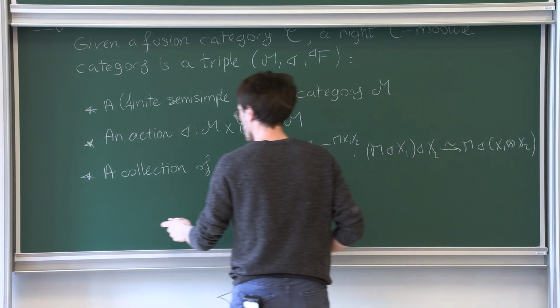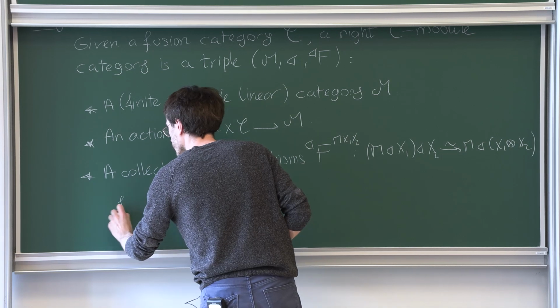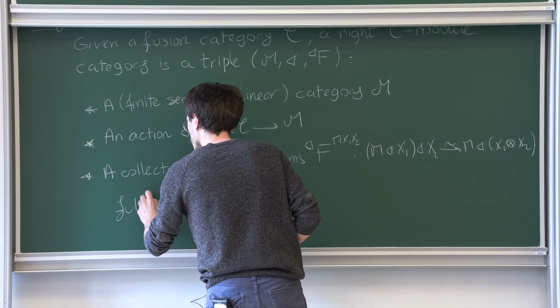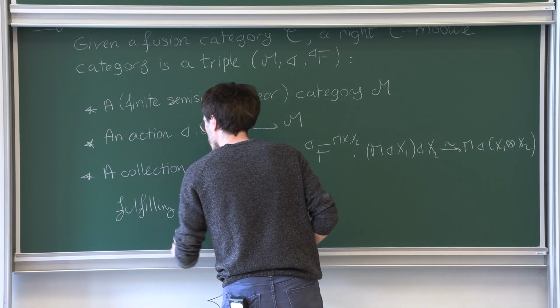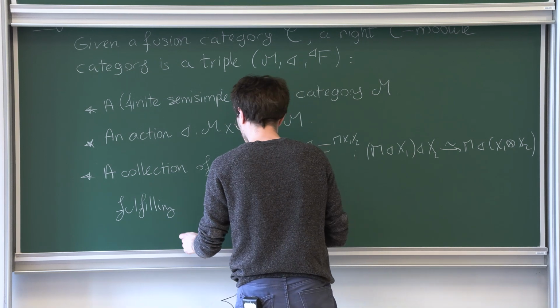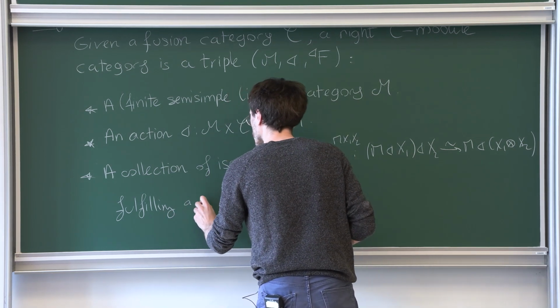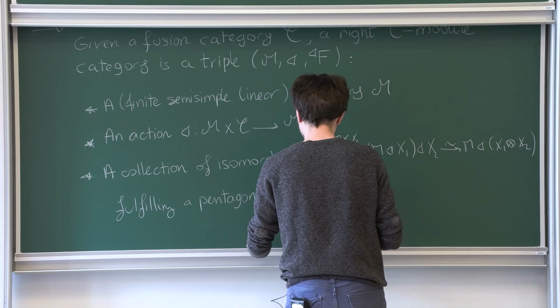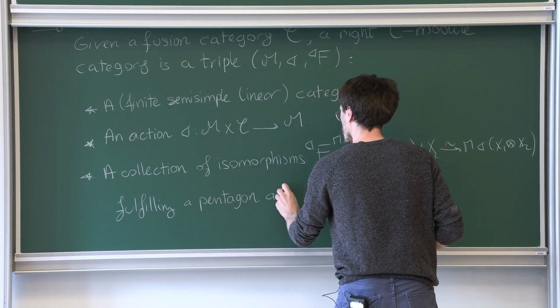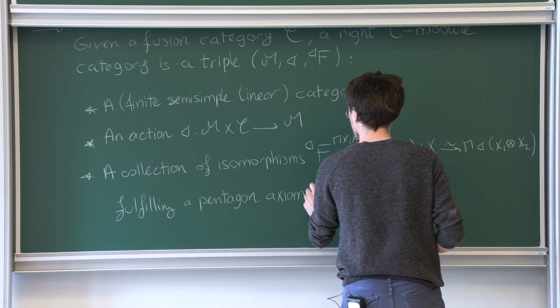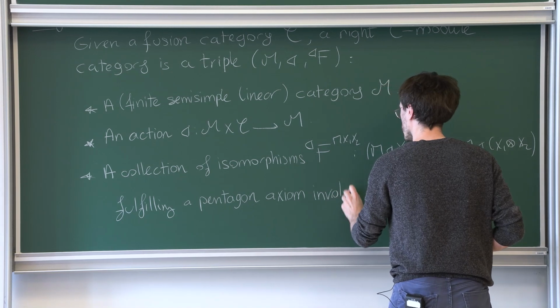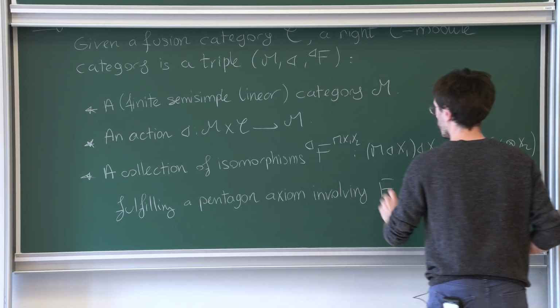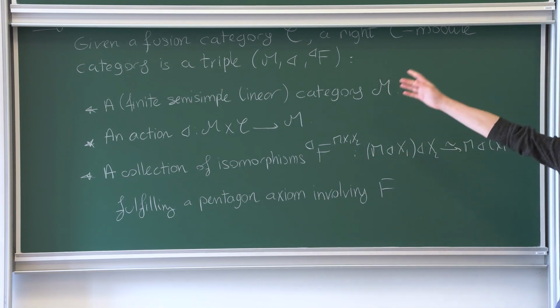And these isomorphisms fulfill some coherence relation, which I will write down graphically after, the same way we did for the fusion category. This coherence relation is called a pentagon axiom, and it will involve the F that is in the definition of the fusion category C.